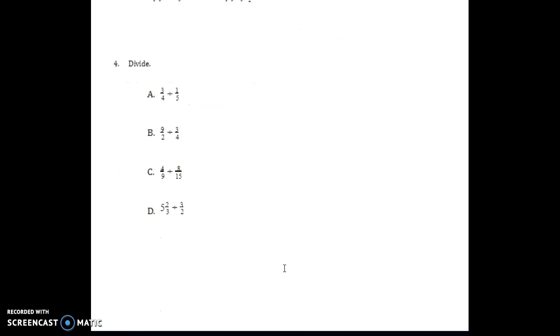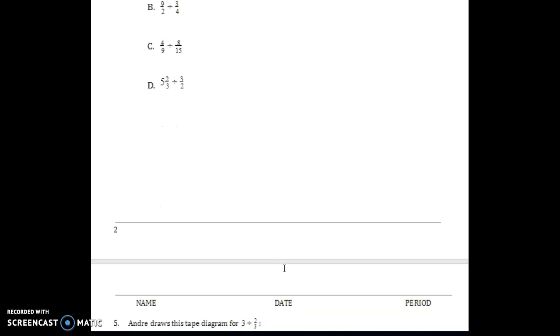Question 4. Divide. A. 3/4 divided by 1/5. B. 9/2 divided by 3/4. C. 4/9 divided by 8/15. D. 5 2/3 divided by 3/2.